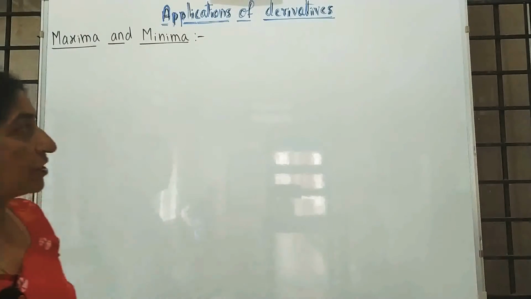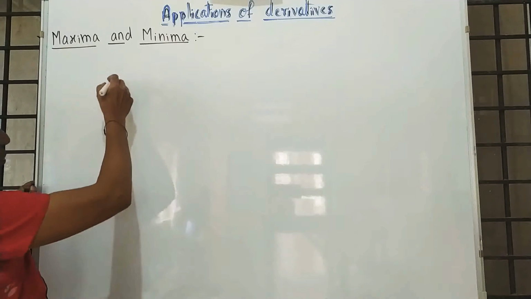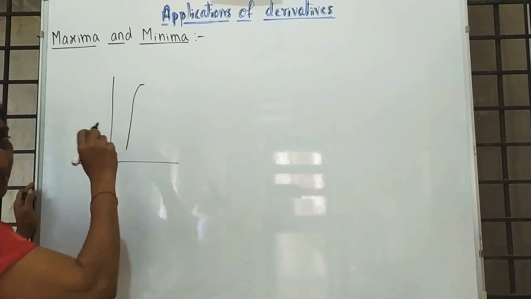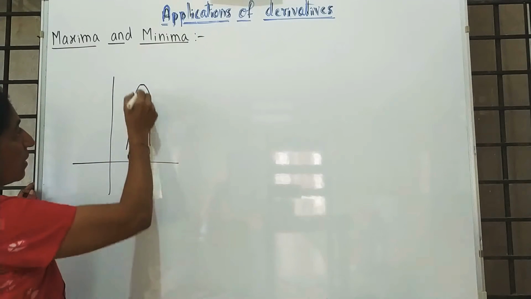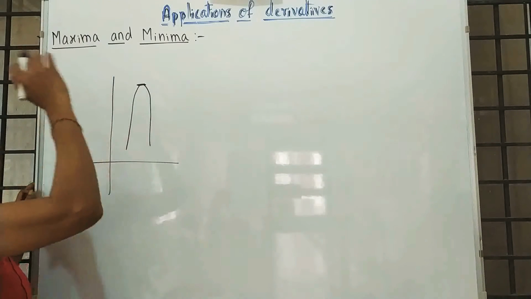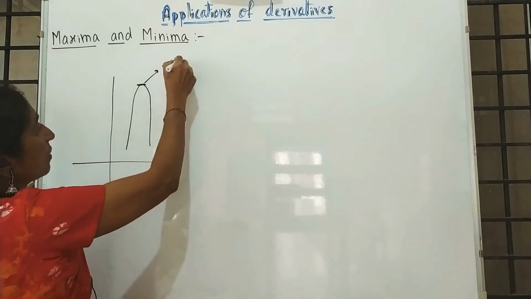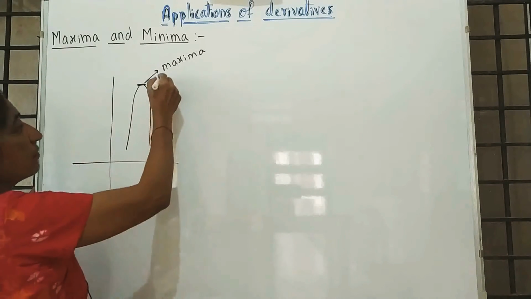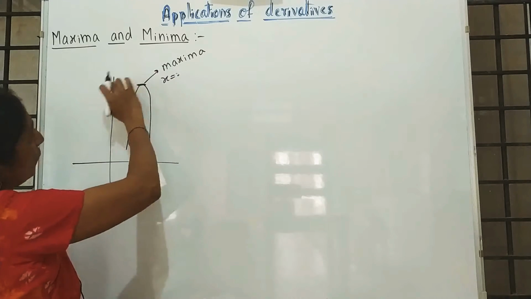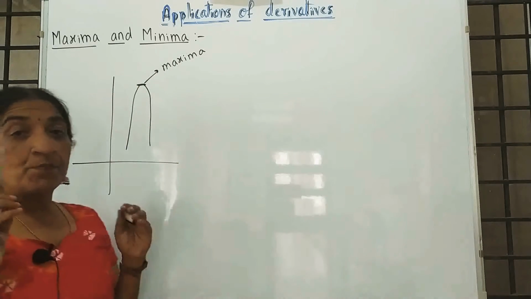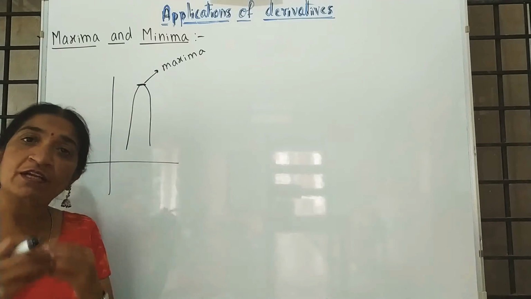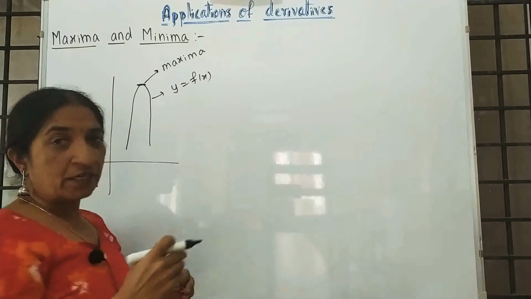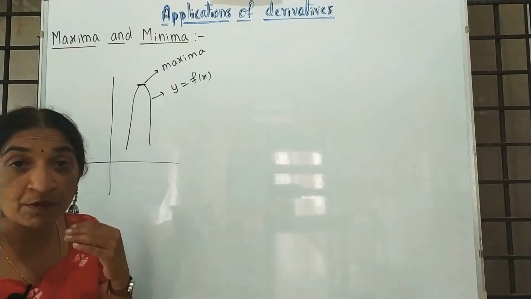Take a continuous function. If it goes on increasing and reaches a certain height, and after that it goes on decreasing, the point where it reaches that height is called maxima. Suppose that point is x equal to 2. That point is called maxima, and if you substitute that value in the curve y equal to f of x, that gives you the maximum value.